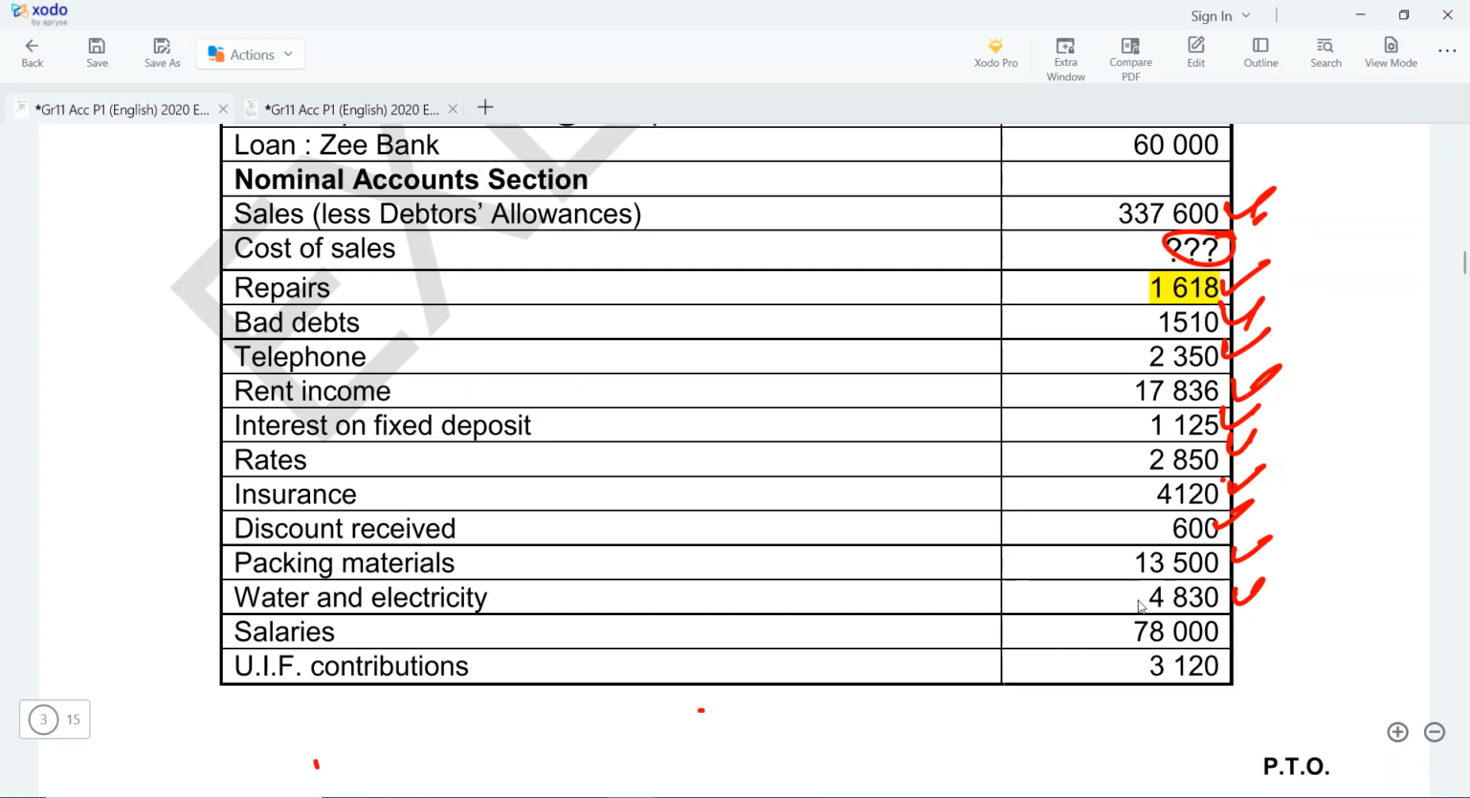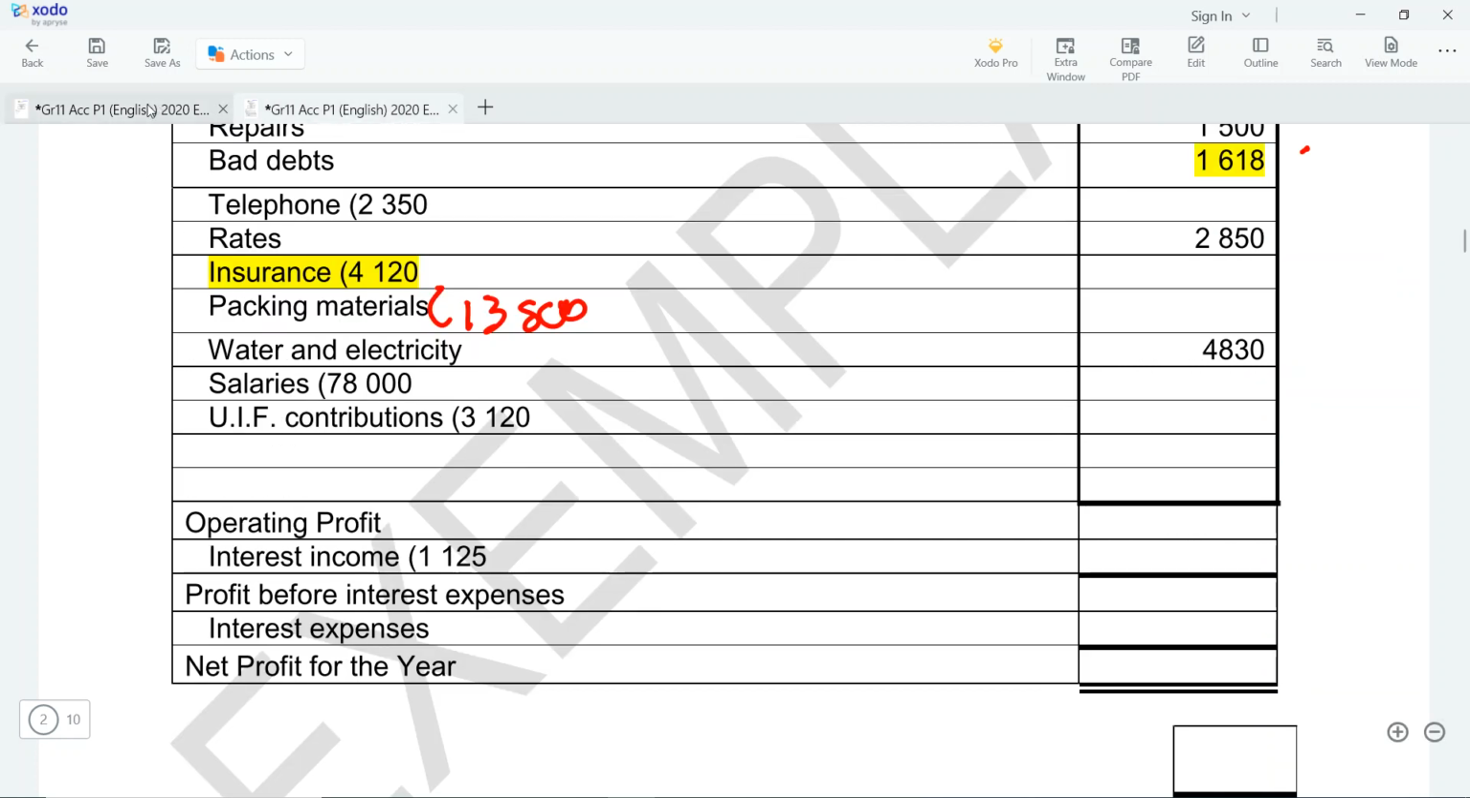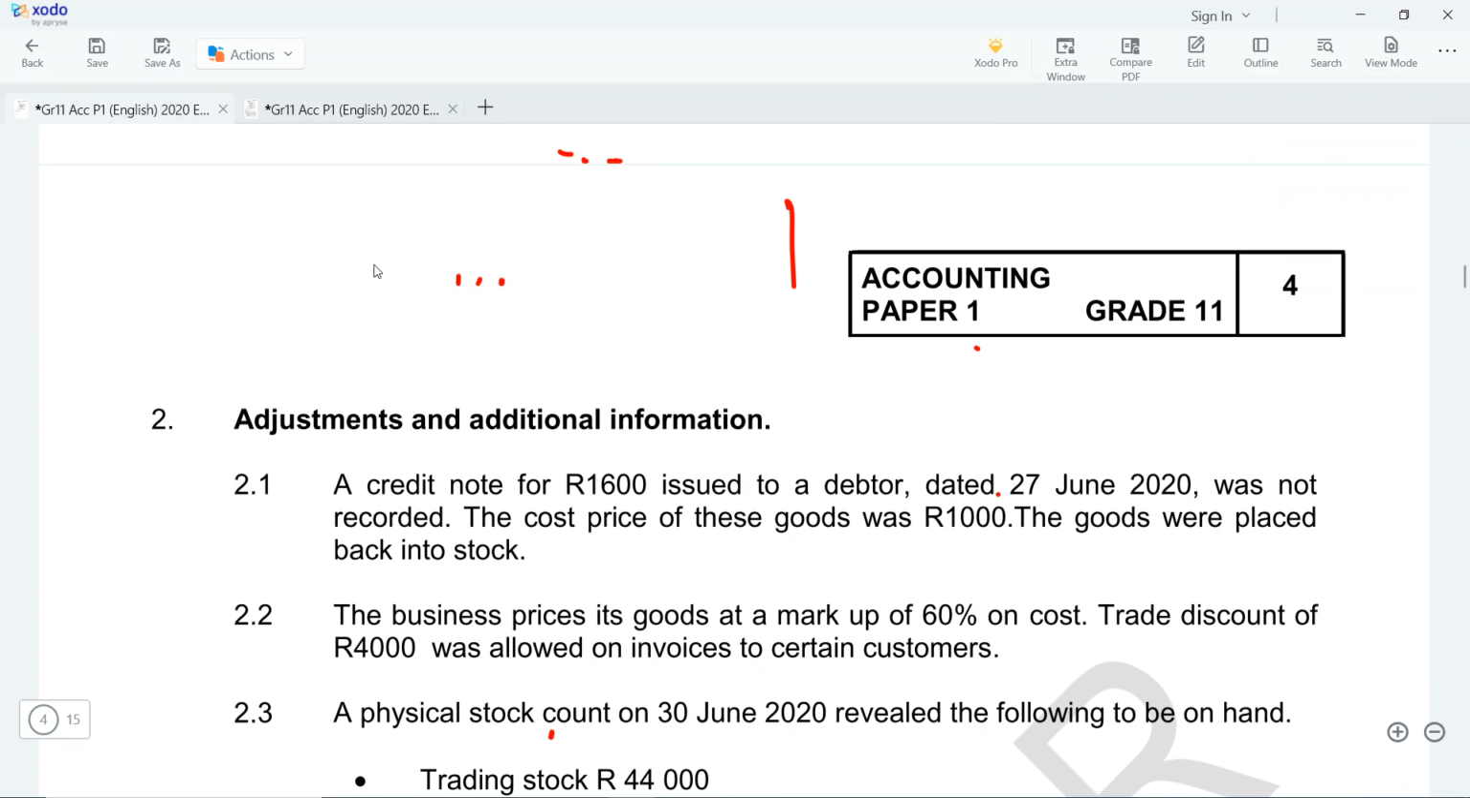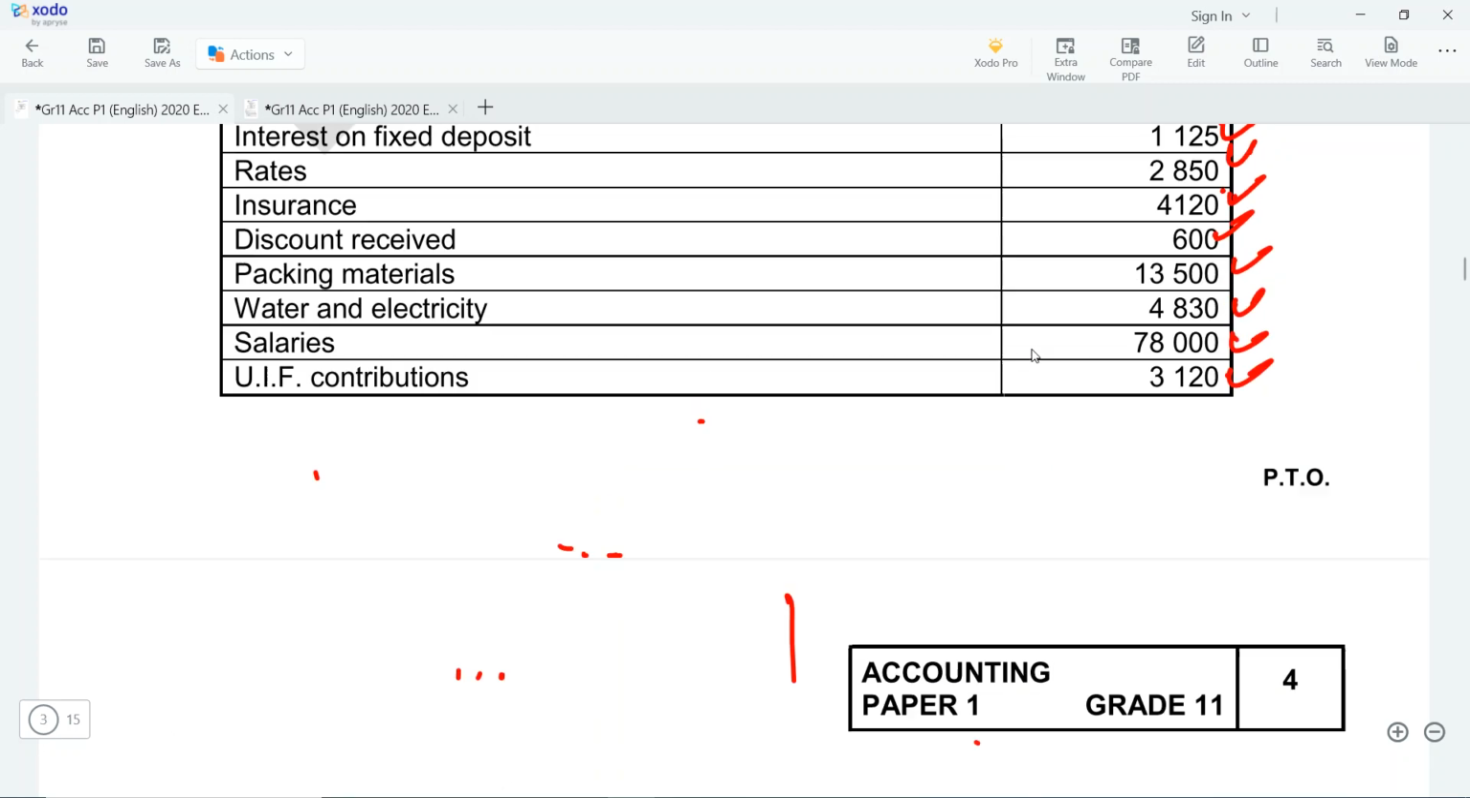Next we have UIF contributions 3,120. It has already been entered for us. Then we can check other things that remain. Okay, then from there we are left with the adjustments.